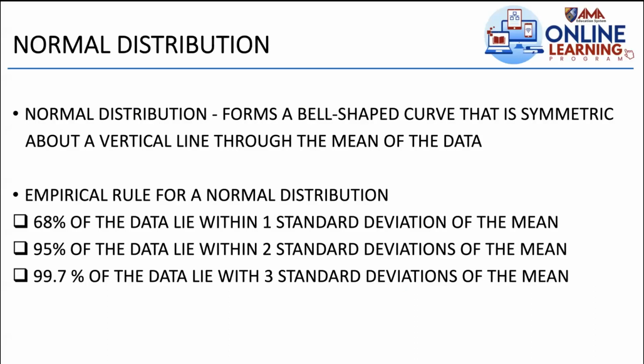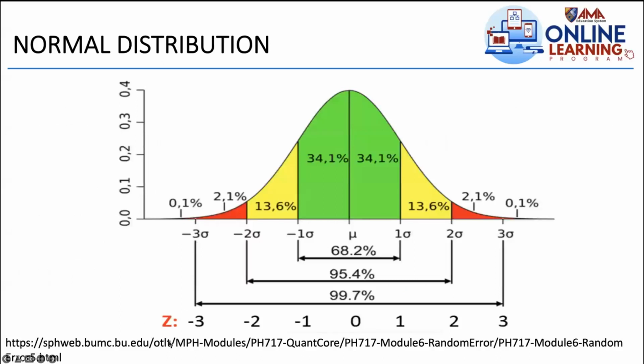99.7% of the data lie within three standard deviations of the mean. So what's the meaning of all these percents? Okay, let's look at this website.